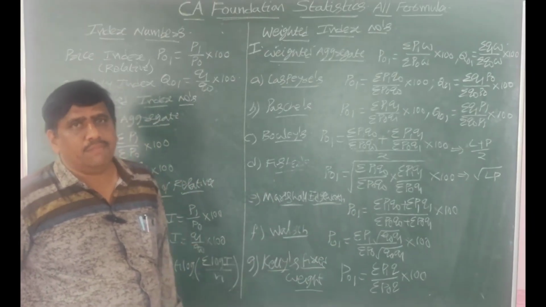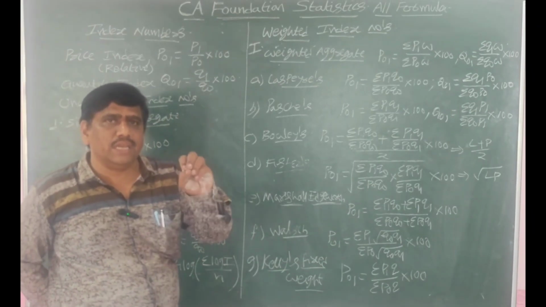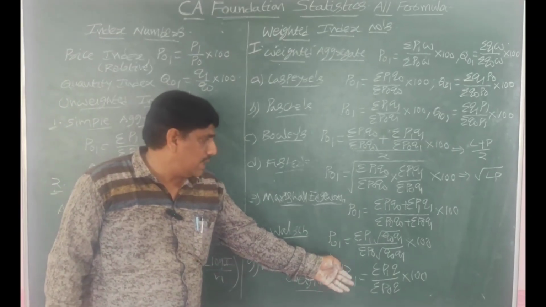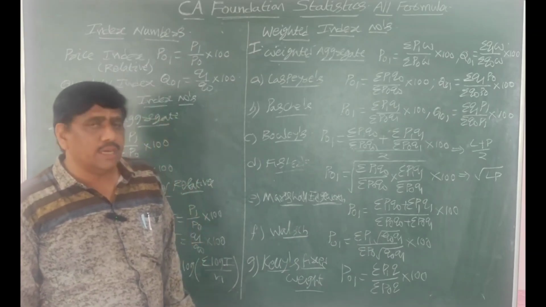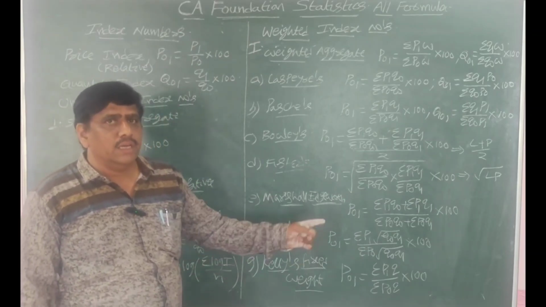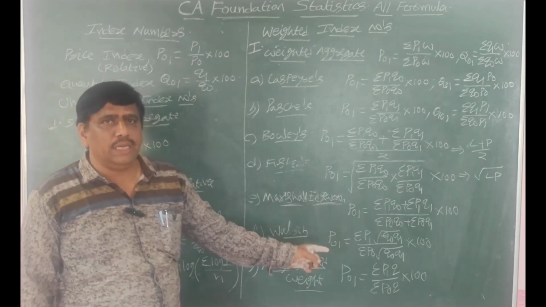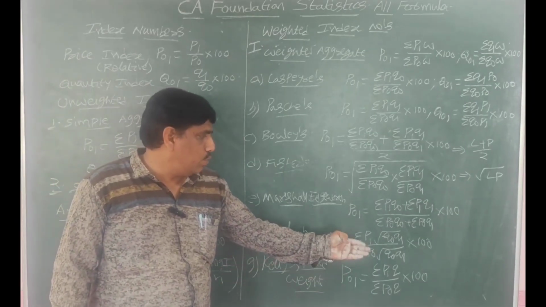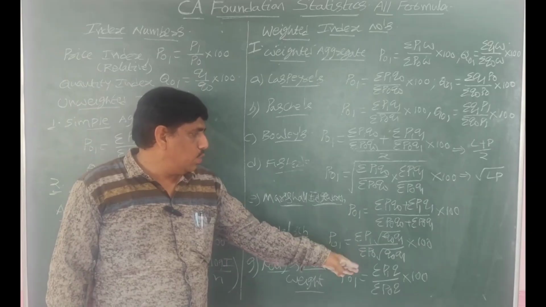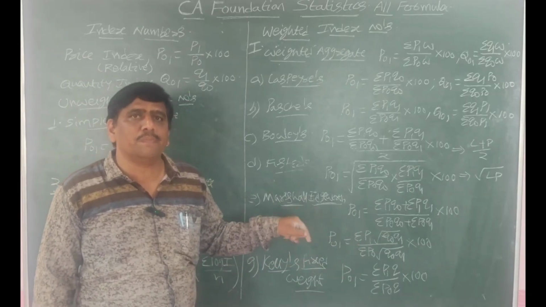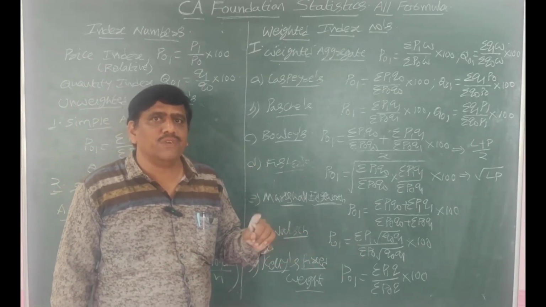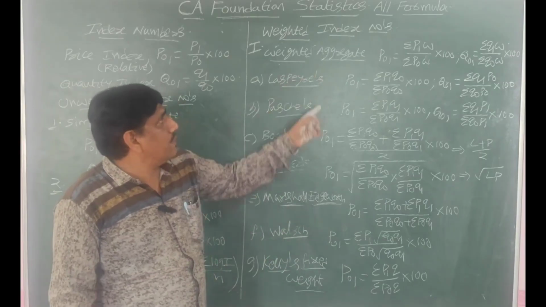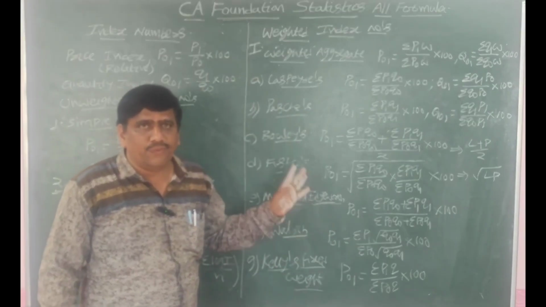Kelly's fixed weight index number. Fixed weight means he is considering a fixed weight. That means W equals Q. So Kelly's price index number formula is summation P1 Q by summation P0 Q into 100, where Q means fixed quantity. Okay. Similarly, the quantity index, Q01, is summation Q1 P by summation Q0 P into 100. Here the weight will be a fixed price. Price index numbers means weights are quantities. For quantity index numbers, weights are prices. So these are weighted index numbers, the weighted aggregate method formulas.